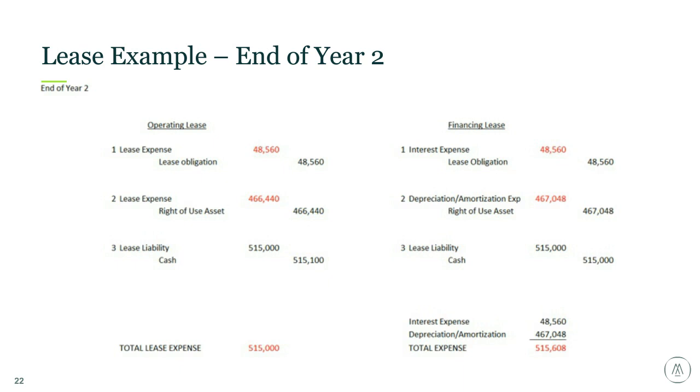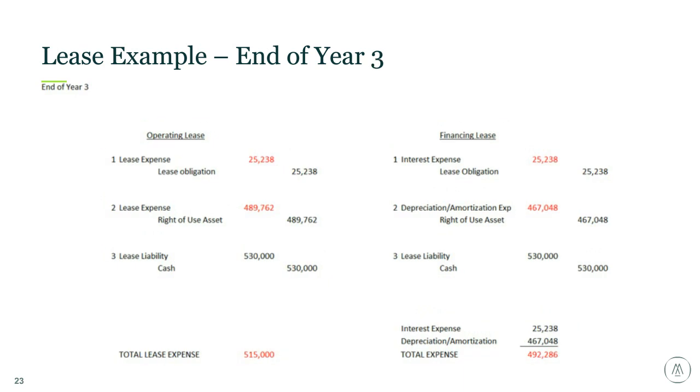One typo on cash on the operating side. It says $515,100. That should just be $515 even. Right. Not to throw anyone off. All right. Yeah. $100 at the end of the day to get that close. Everyone should be really happy.